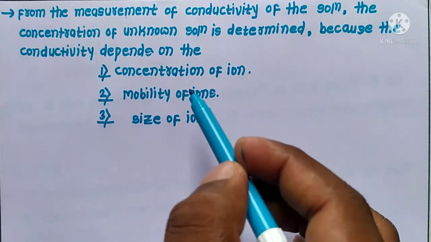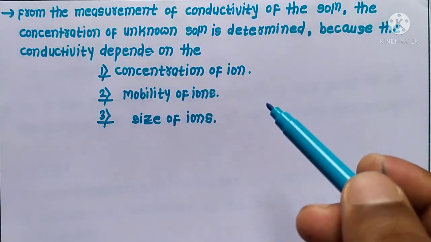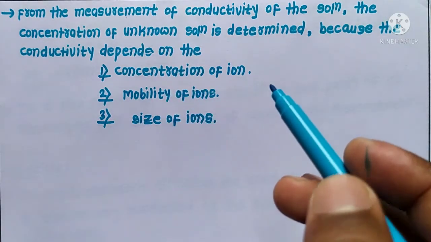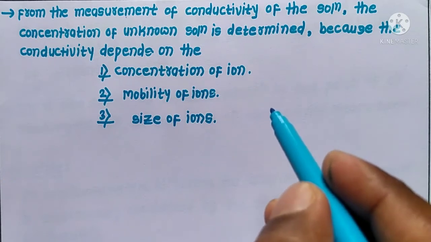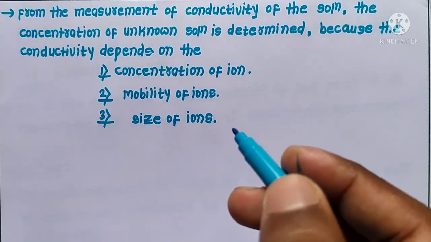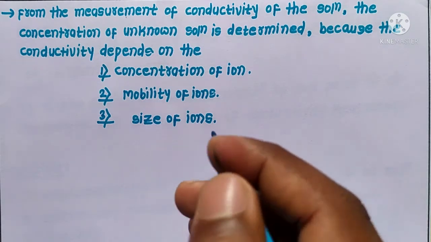As the number of ions increases within the solution, the conductivity of the solution increases. So by measuring the conductivity, we can determine how many ions are present inside the solution, and from this number of ions we can determine the concentration of that solution. Now let's understand the theory and instrumentation of conductometric titration.